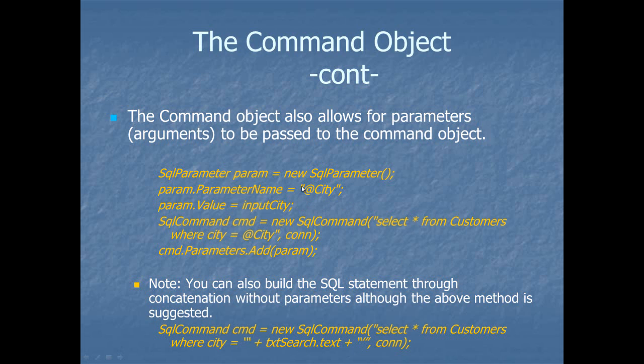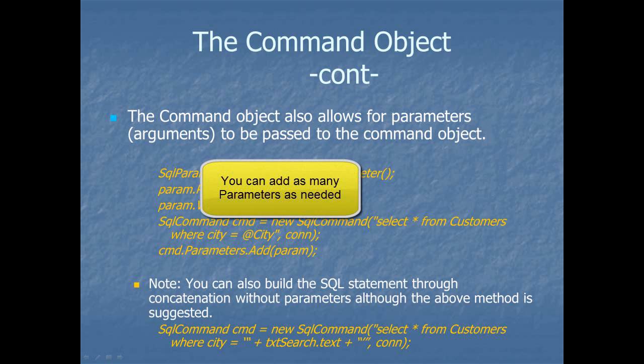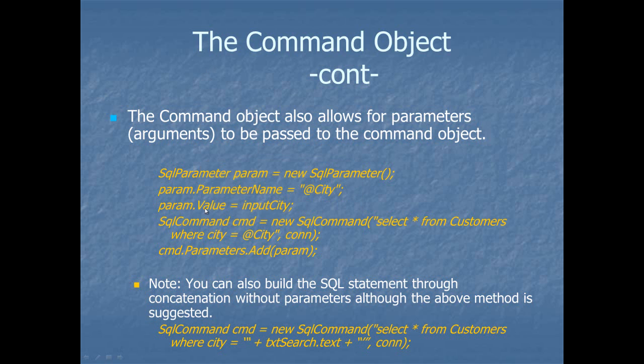I'm creating a new parameter and I'm going to call it @city. You have to put an @ symbol in front of it. And the parameter value is going to come from some variable. So this input city is coming from a text box maybe. It's coming from some place the user has input this. I don't have that in the application yet. I'm assuming it's being passed in. So that's what the value of the parameter is going to be.